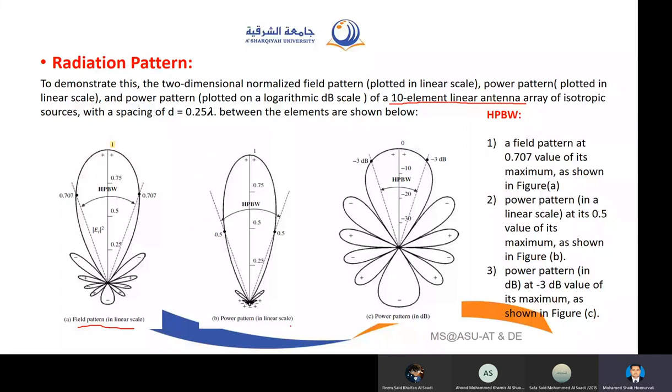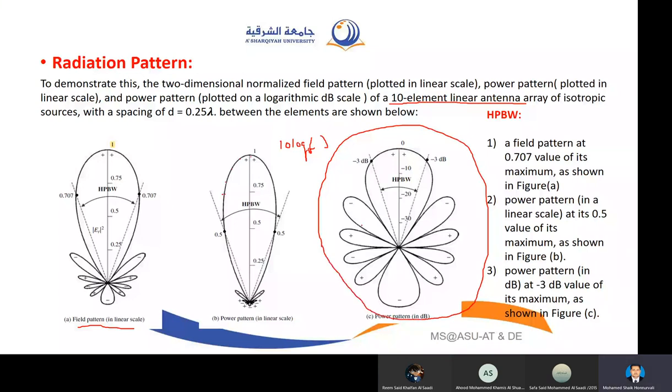If you apply the logarithm to these values, what is it? 10 log base 10 of these particular field pattern values. For example, this value, this value, this value. If you take all those points, these are all computer simulations, so we don't have to do much, but I'm just explaining how the computer calculates. If you substitute those values in the logarithm, you will get it in dB. This is how the graph looks. This is a more elaborated waveform.